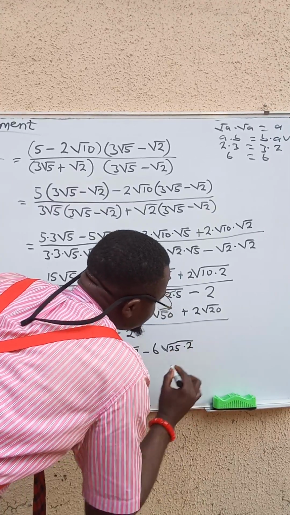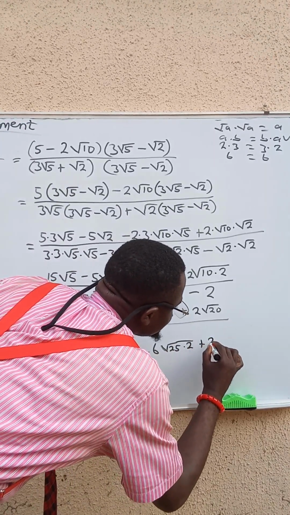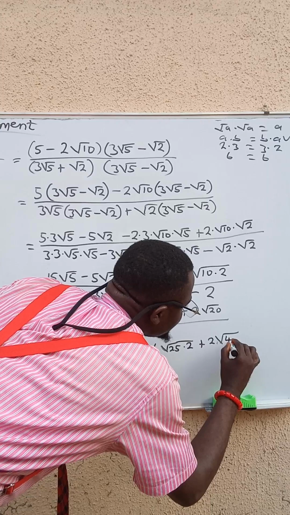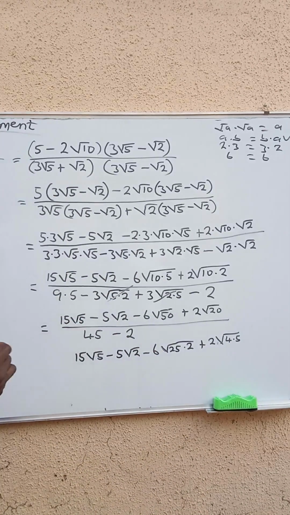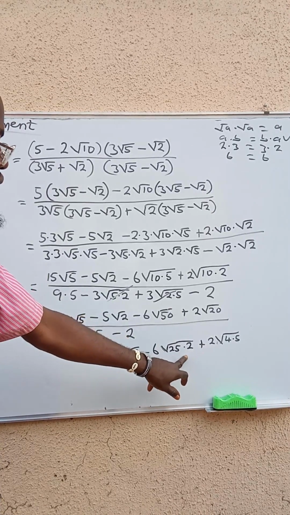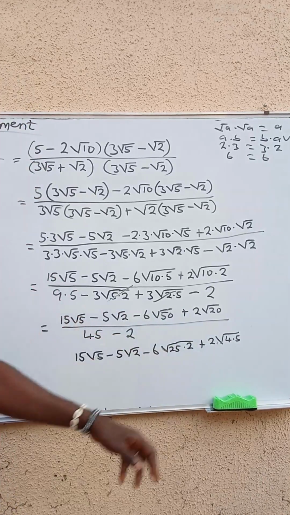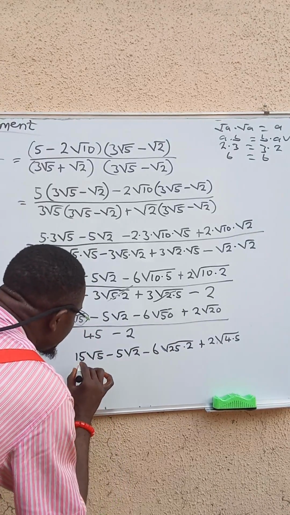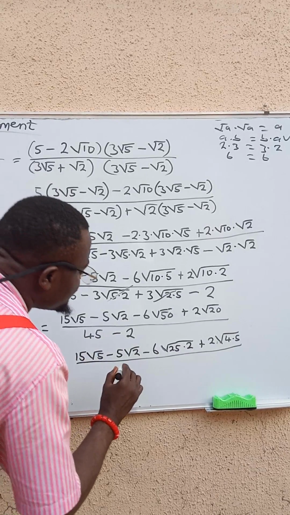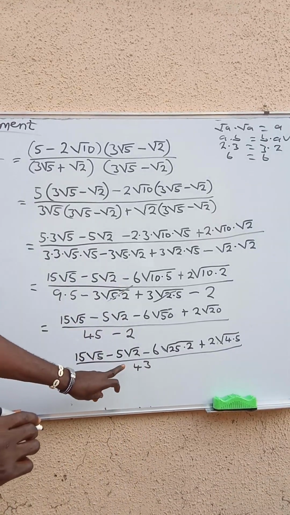25 times 2 will give me 50, plus 2 root 4 times 5. Now look, I want to do something here because I know that 25, since I can split it, root 25 will give me 5. Root 4 will give me 2. Good. Now if I have it like that, remember that 45 minus 2 will give me 43. That is settled. Now look at it.